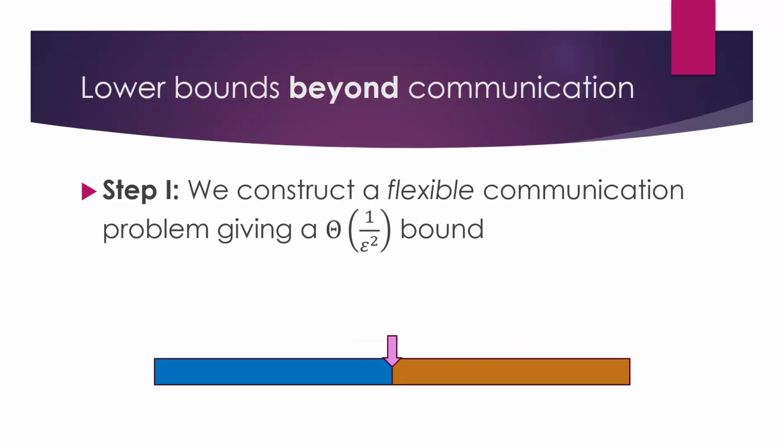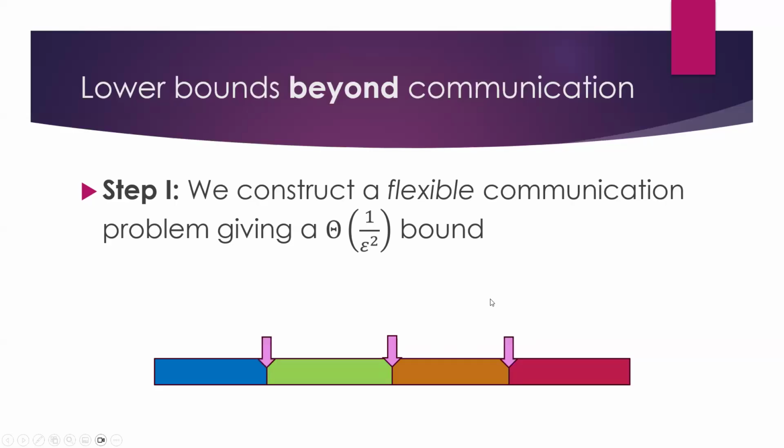Okay, so let's see some drawing. In the reductions we have seen so far, we had two players. Each of them just placed their input in one half of the stream. And to get a communication protocol, the first player needs to send the memory at this pink arrow point to the second player. This was the way we got the communication protocol from the streaming protocol. We just needed to send the memory from this point from the first player to the second player.